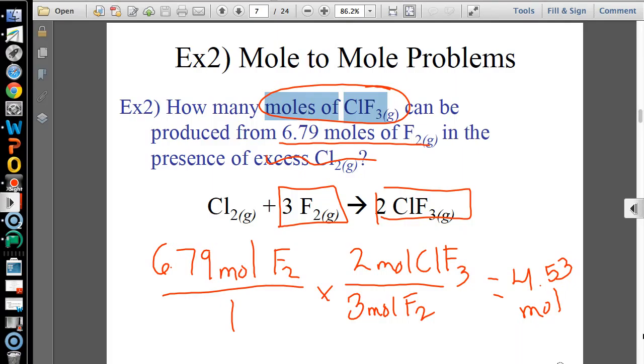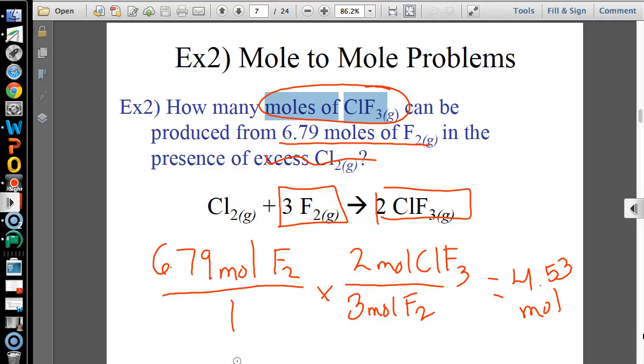Okay, so just to make sure we're all in the same place. Again, it's going to say how many moles of ClF3 can be produced from 6.79 moles of F2, so I know that's what I'm looking for. That doesn't have a friend, it's all by itself. I'm going to underline it. I'm going to box up the two chemical species that we're talking about. The problem is referring to fluorine, and it's referring to ClF3. And so that's what I'm going to use in my mole ratio.